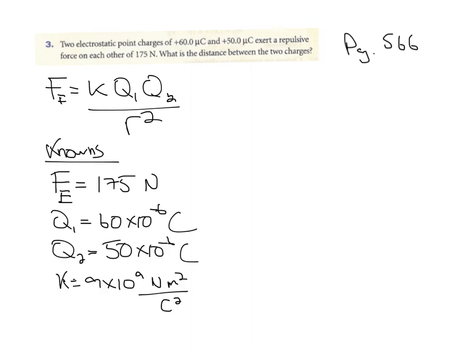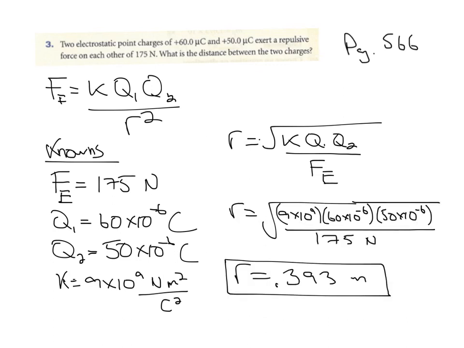Here I have my knowns. I'm going to put them in the equation, and we're solving for r squared, right? So we're actually solving for r, the distance. Changing the equation a little bit, we end up with this to find r. So now we can plug everything in. And so what we have here is r, plugging everything in, r ends up equaling 0.393 meters. So that's our final answer.